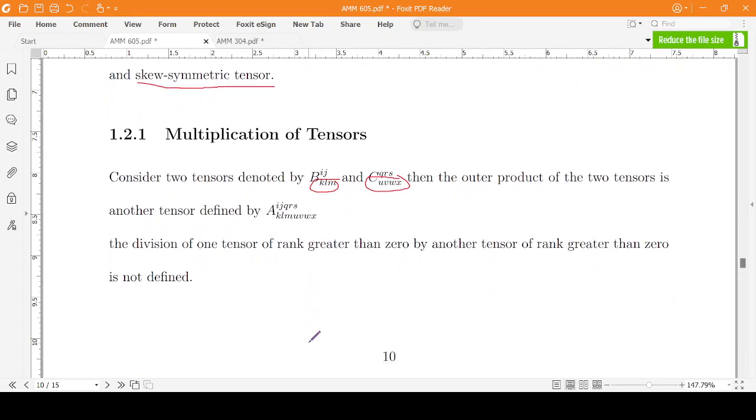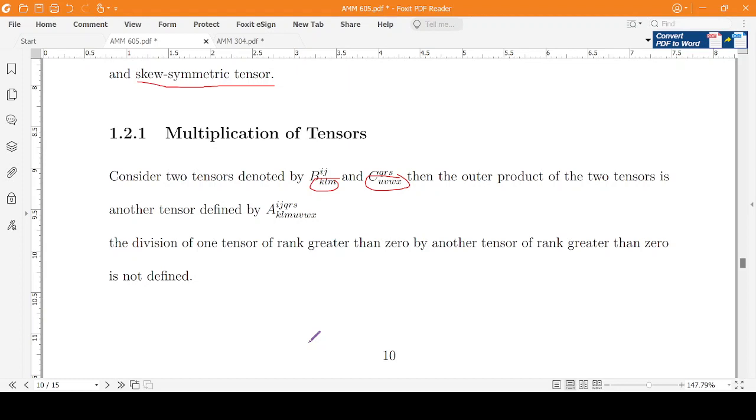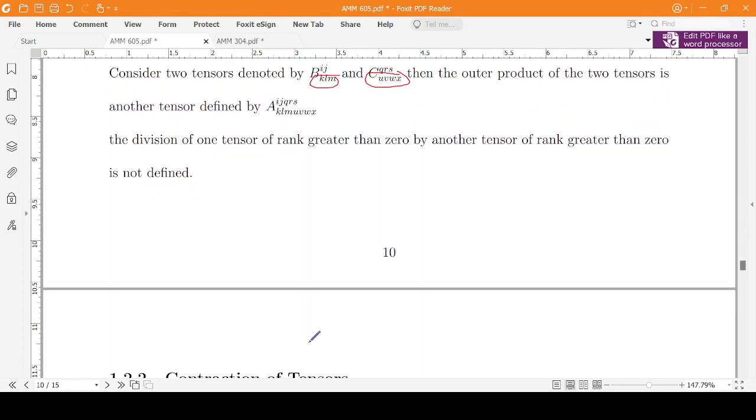Now, division is not defined for a tensor of rank greater than 0, because we can only divide constants, or scalars rather. You can divide 1 by 2, you can divide 3 by 4. But a tensor is a generalization of a vector. You cannot divide a vector by another vector. A tensor of rank 0 is obviously a scalar, so that one can be divided, but for a tensor of rank greater than 0, we cannot divide.